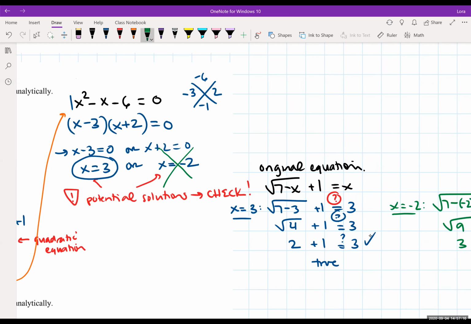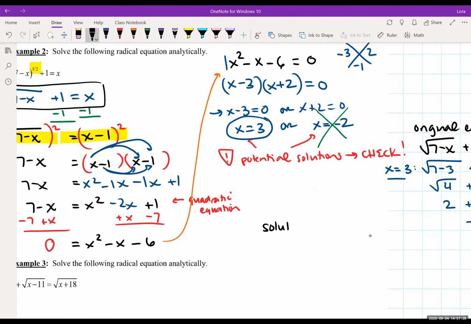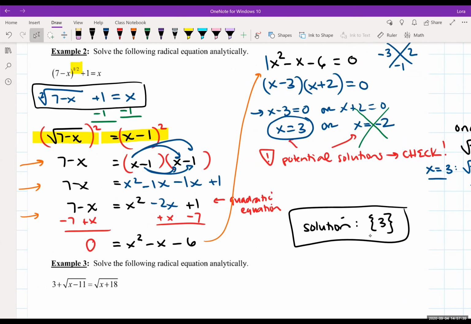So we finally have the solution to this radical equation. I see that it's circled. It's great if you crossed out the other one, but if you do want to restate it formally, the solution to this equation is just one single number. It's 3. So, a nice example of solving a radical equation analytically.